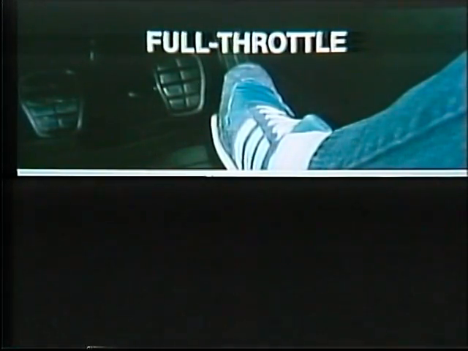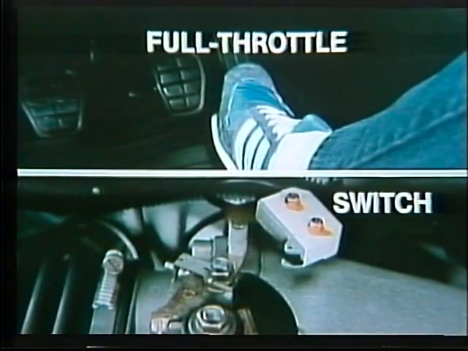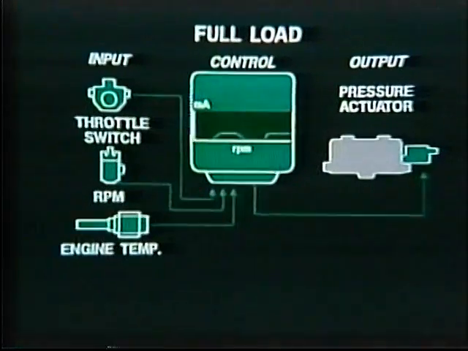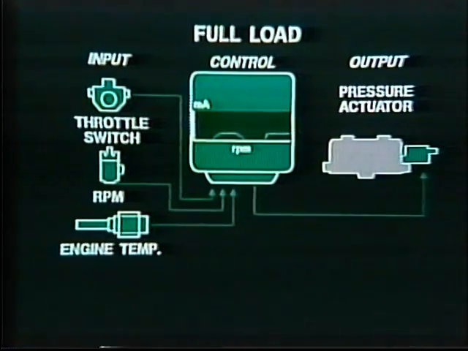Full throttle enrichment is different, calling for maximum torque without regard to economy. A throttle switch signals full load condition. Depending on that full load signal and on RPM and engine temperature, the control unit adds about 3 milliamps to compensate the mixture for full load acceleration.